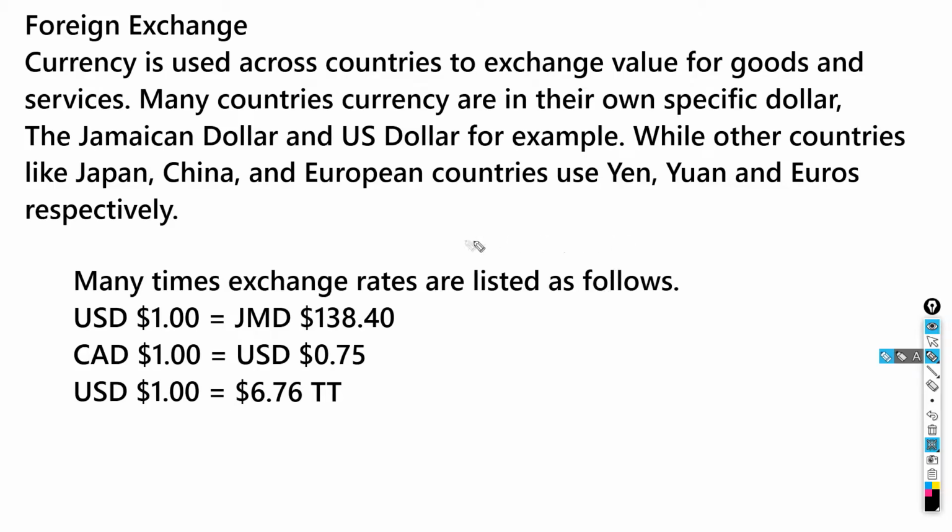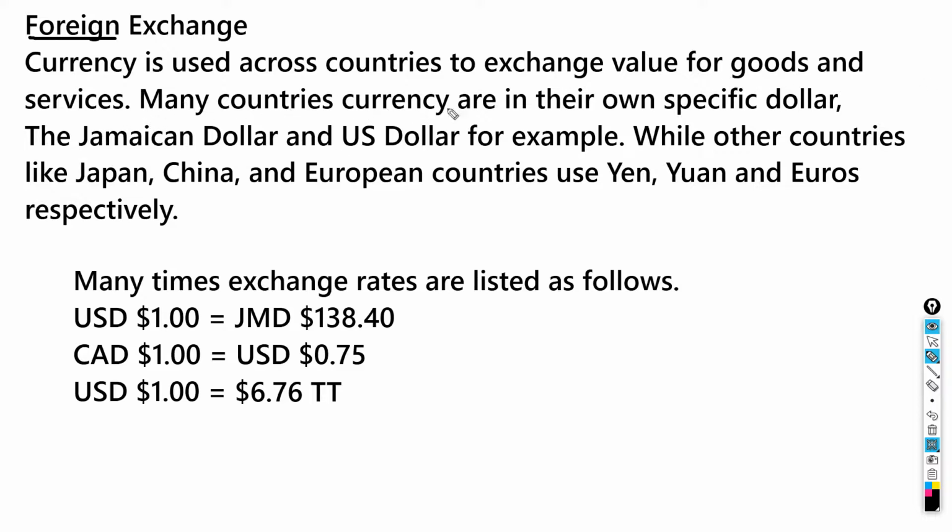Hey guys, what's up? So today we're going to be looking at foreign exchange, all right? And foreign exchange is pretty simple, guys. Many countries have different dollars, so you have to exchange the rate based on which country you're in, right? So it says currency is used across countries to exchange value for goods and services.